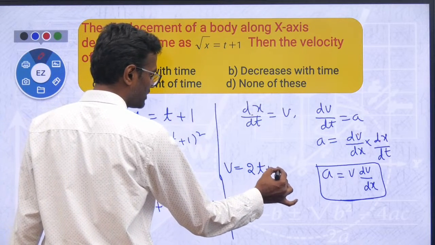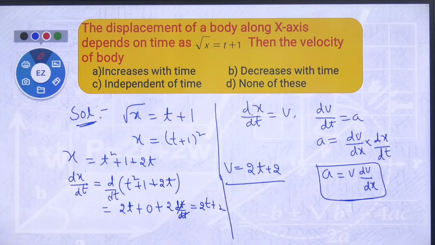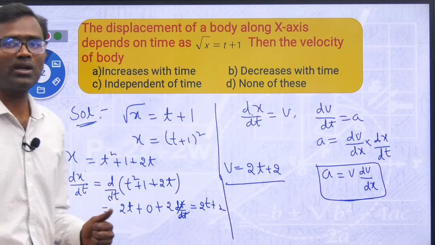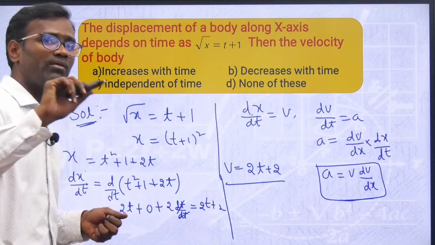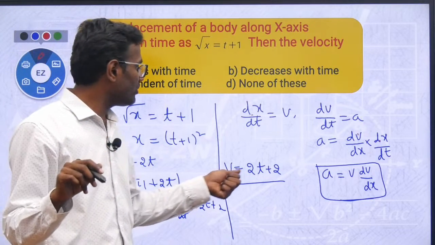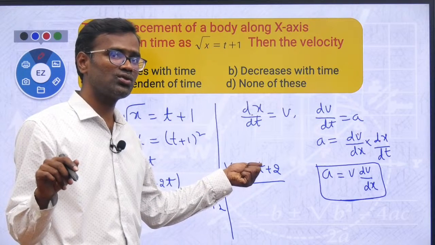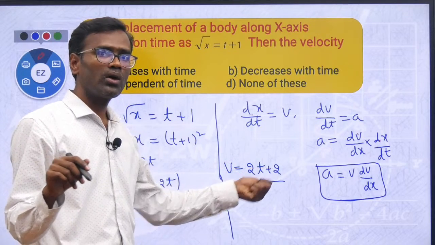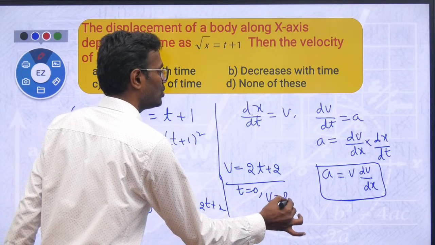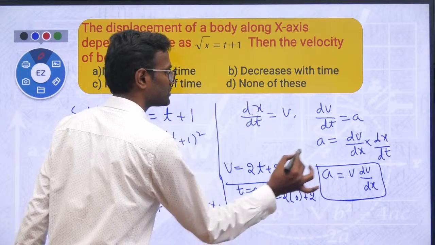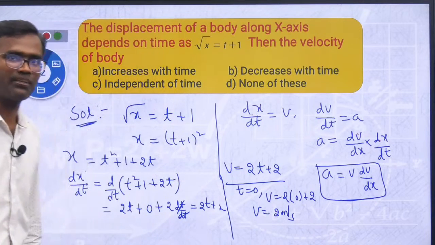So this is a function of time. Finally we have a velocity relation in terms of time. Just observe, as the time increases, time can never be negative, so time is positive. At t is equal to 0, starting, v is equal to 2 into 0 plus 2. Therefore v is equal to 2 meter per second. This is the starting speed.